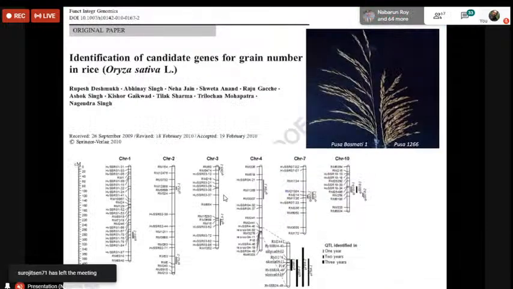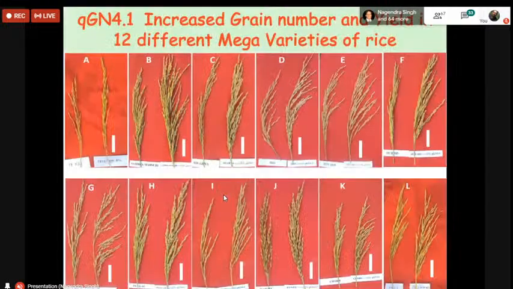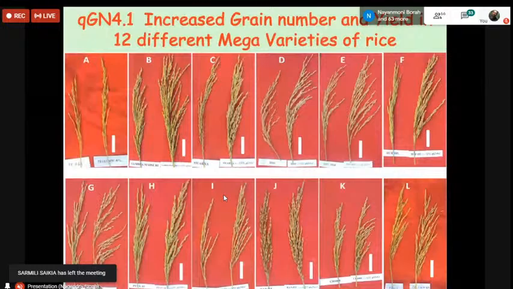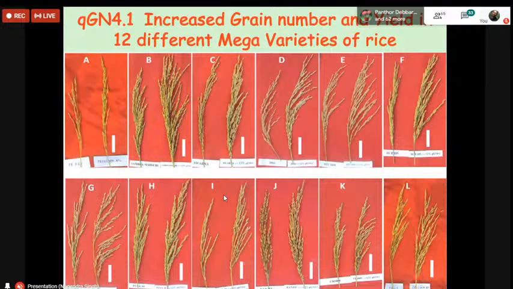Now, one more gene we identified for yield using the same approach, and we transferred it into 12 different mega varieties of rice. This gene is on chromosome 4, long arm. And you can see in every background, it increased the size of the panicle very much. In Samba Mahsuri, it increased 150 grains per panicle. And the yield improvement is nearly 10 to 15%. So these are also in the testing stage. They can be released as NILs as such.